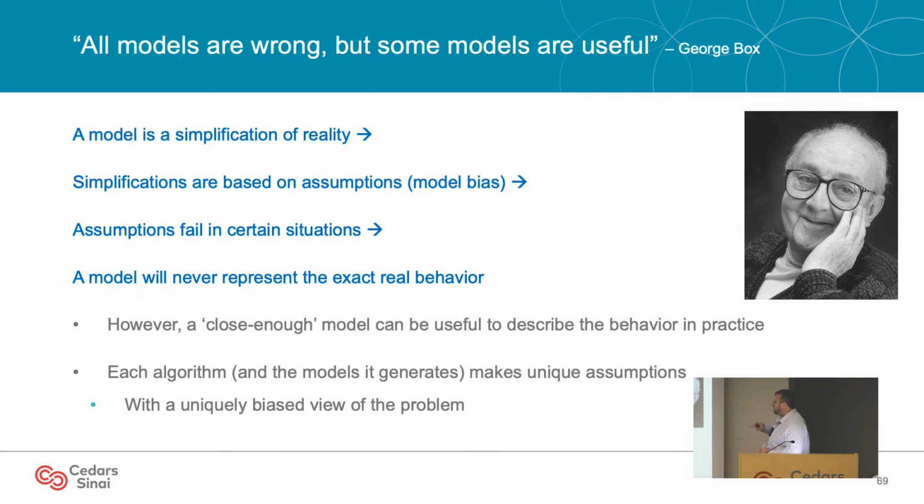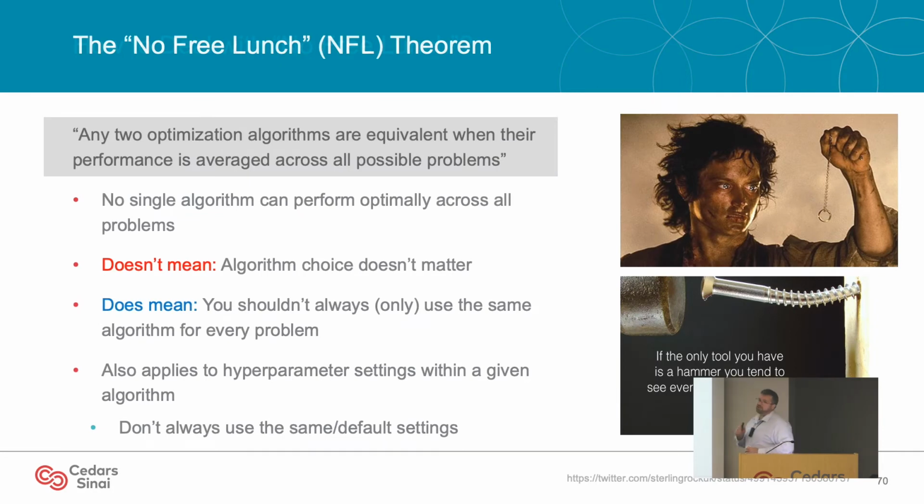Each algorithm and the model it generates makes unique assumptions and has a uniquely biased perspective of the world it's trying to encapsulate in the model. Therefore, offhand, I'm going to argue that more often than not, it's useful to look at the perspectives of multiple machine learners. The no free lunch theorem, NFL.